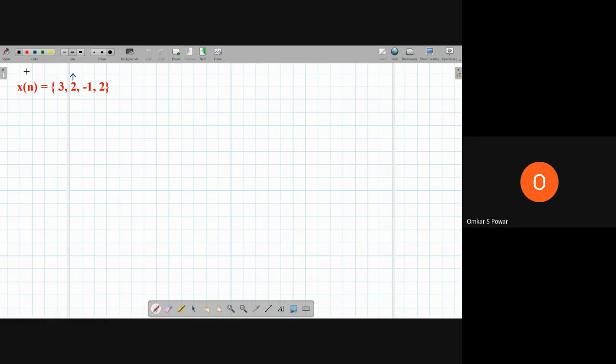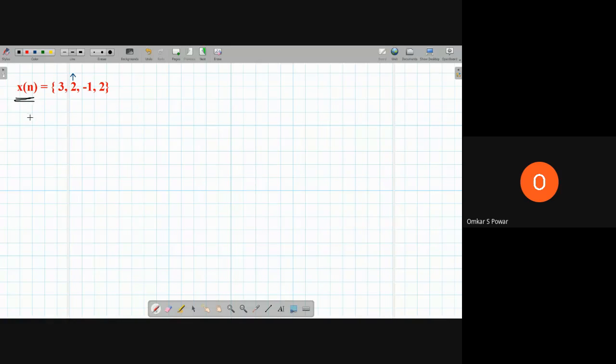The question given is: x of n is equal to 3, 2, minus 1, 2. So what does this arrow indicate? If they have given an arrow, it indicates the value of x of 0 is equal to 2, x of minus 1 is equal to 3, x of 1 is equal to minus 1, and x of 2 is equal to 2. Now we have to find the Z transform of the particular signal, find the poles, and plot the ROC.